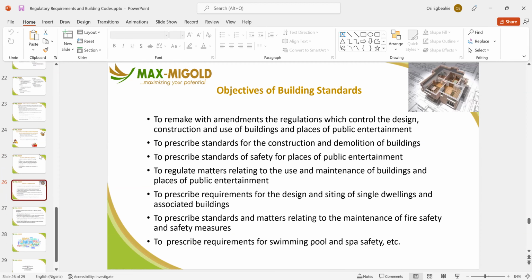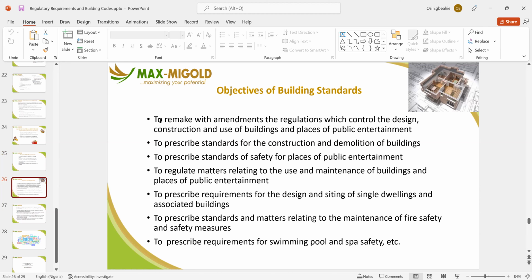Objectives of building standards. 1, to remake with amendment the regulation which controls the design, construction, and use of building and place of public entertainment, to also describe the standard for the construction and the demolition of buildings. That's the objectives of building standard. Building standard helps to describe the standards for construction and demolition.